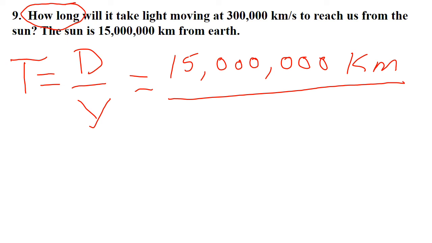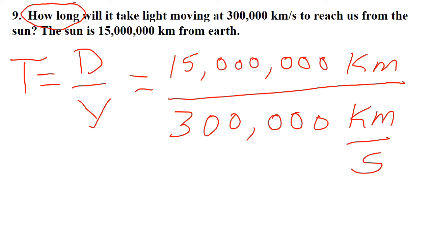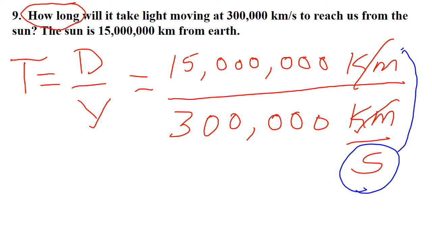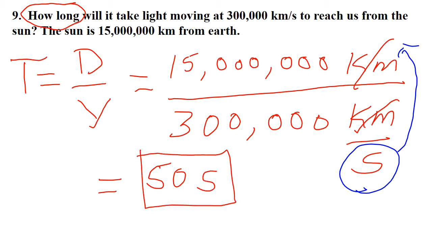divided by a velocity or speed of 300,000 kilometers per second. So the kilometers will cross cancel. Mathematically, that unit of seconds moves up here. And then when we run it through our calculator, we get 50 seconds, which is pretty fast. It's pretty fast in terms of the amount of time it takes light to get there.